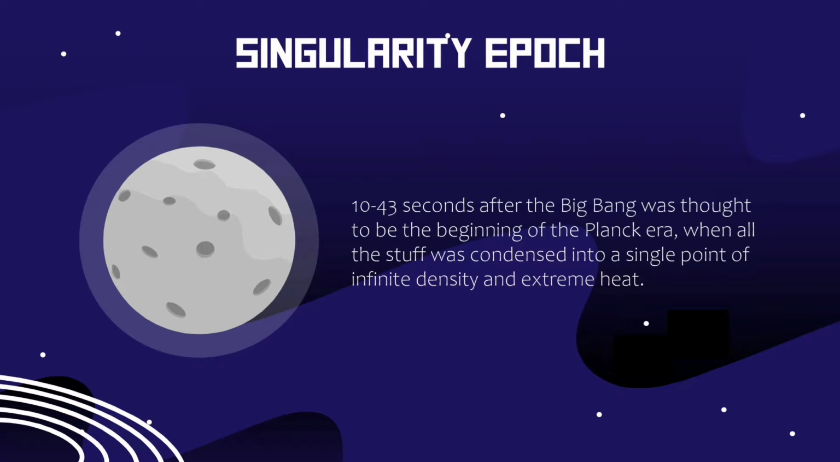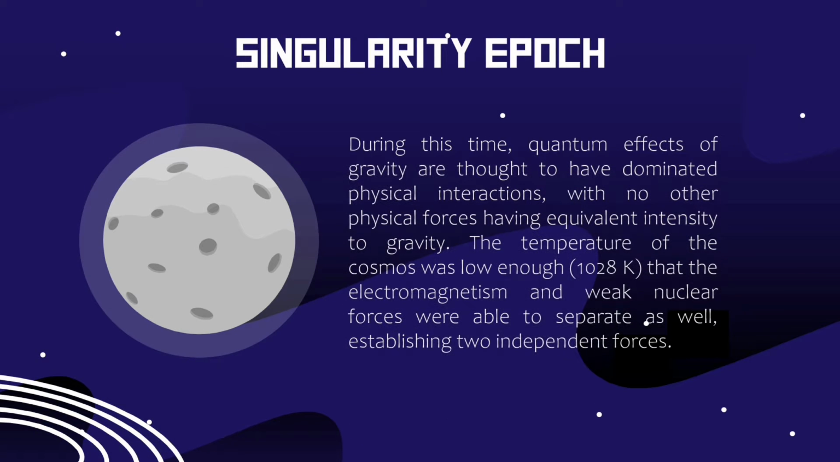Singularity epoch. 10 to the minus 43 seconds after the Big Bang was thought to be the beginning of the Planck era, when all the stuff was condensed into a single point of infinite density and extreme heat. During this time, quantum effects of gravity are thought to have dominated physical interactions, with no other physical forces having equivalent intensity to gravity. The temperature of the cosmos was low enough, 10^28 Kelvin, that the electromagnetism and weak nuclear forces were able to separate as well, establishing two independent forces.